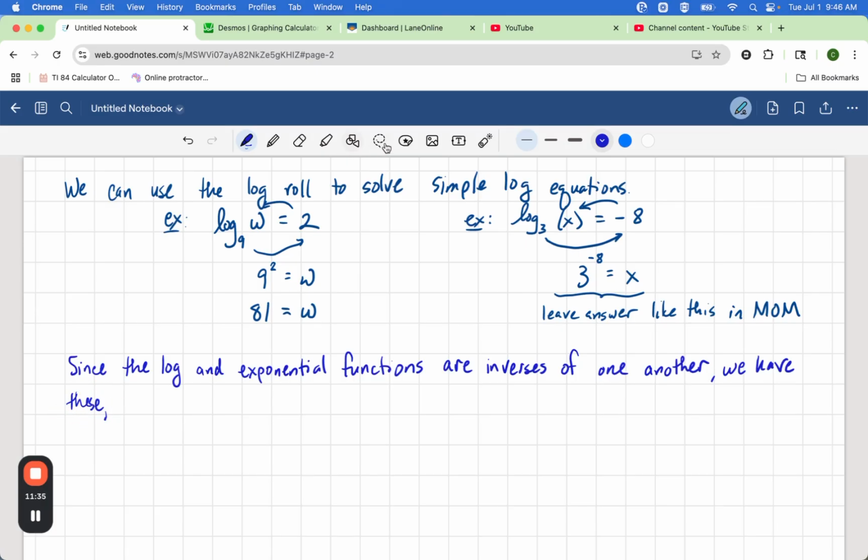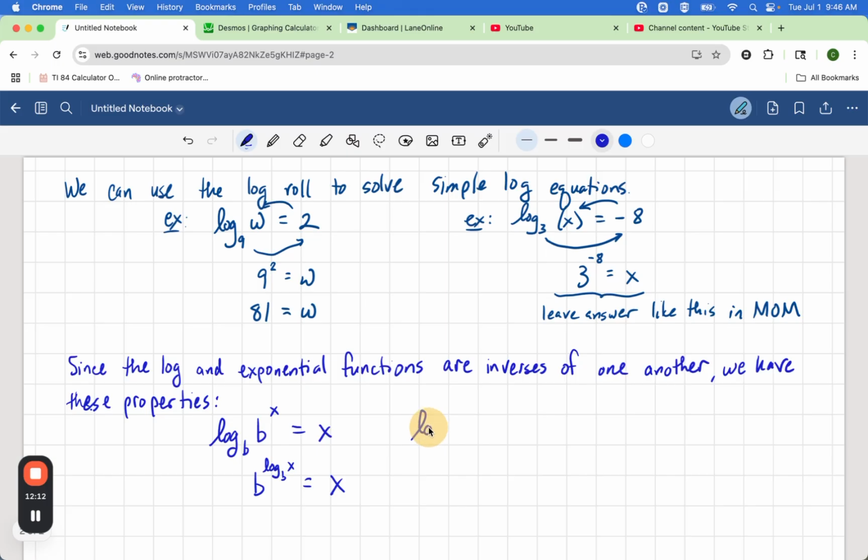So we have these properties. So log base b of b to the x. So I'm log base b'ing the base b raised to a power. What do you have to raise that b to get b to the x? Well, you got to raise that b to the x to get b to the x. And then the opposite way, if I have b to the log base b of x, same thing, the b and the log base b cancel.